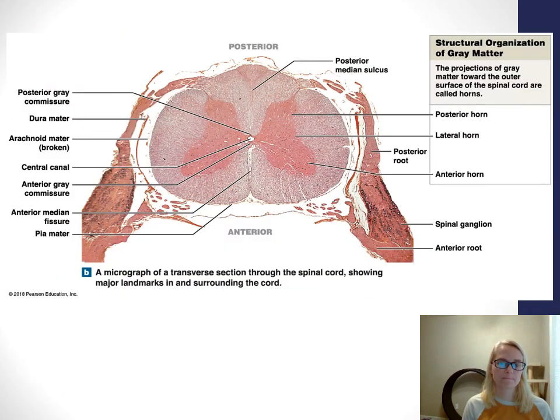Okay. And then just finishing off with a micrograph. So you can kind of see a lot of the structures we took a look at in a slice of a spinal cord under the microscope. So I'm not going to go over this, but you can just take a look at it. I think it is from your textbook. Use it as practice, to quiz, to learn, and review your anatomy of the spinal cord.